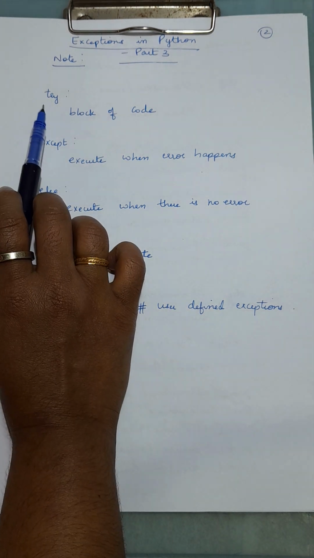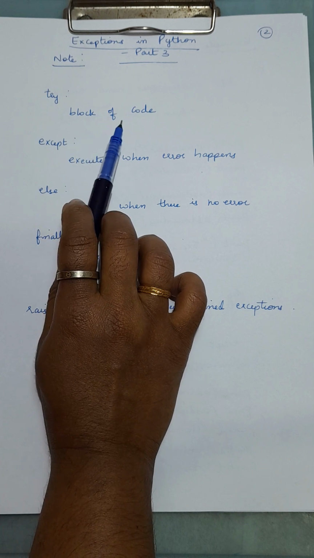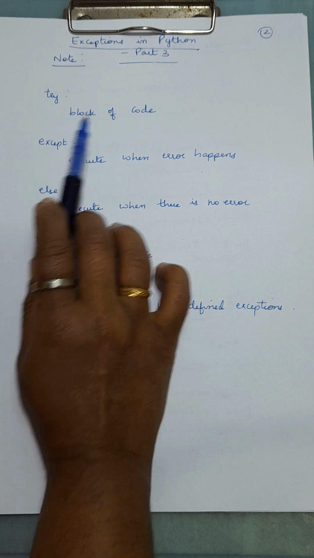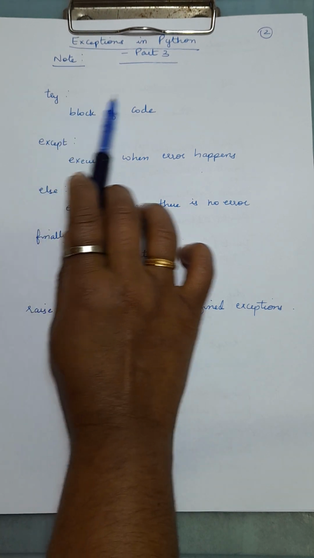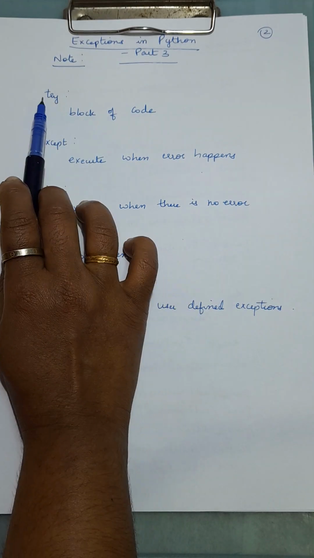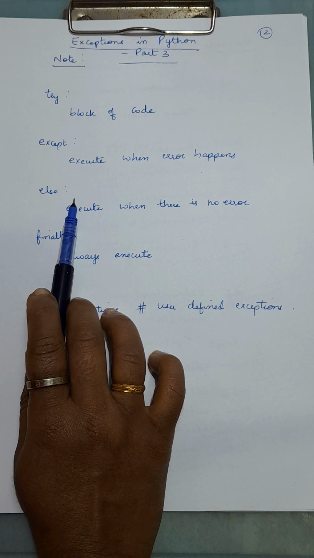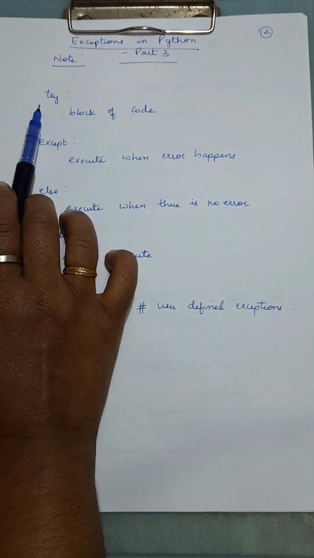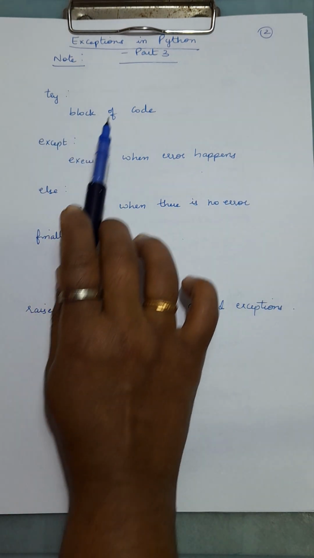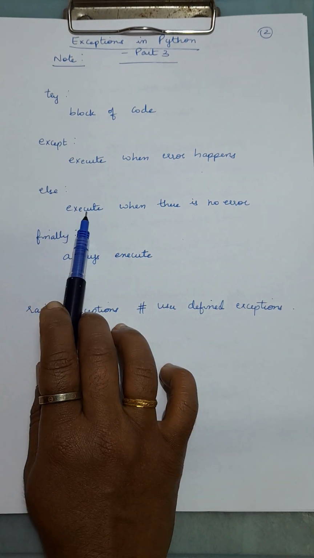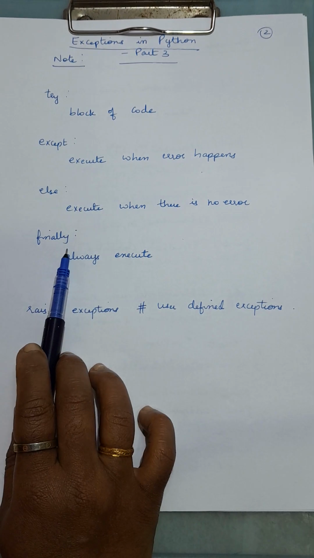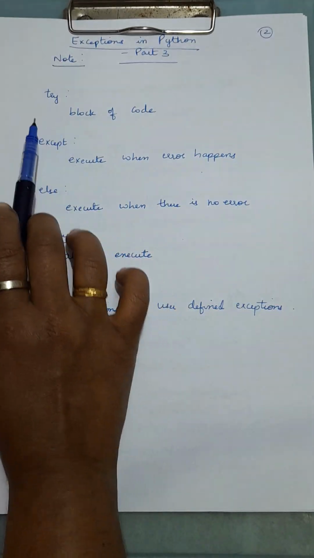Okay, now the try block, it will try the set of code. If there is an error here, it moves to the except block. If the try block successfully executes the code, immediately it will move to the else part. Else executes when there is no error. Try and else work together. If there is an error in the try block, it moves to the except block, but it doesn't move to the else block.